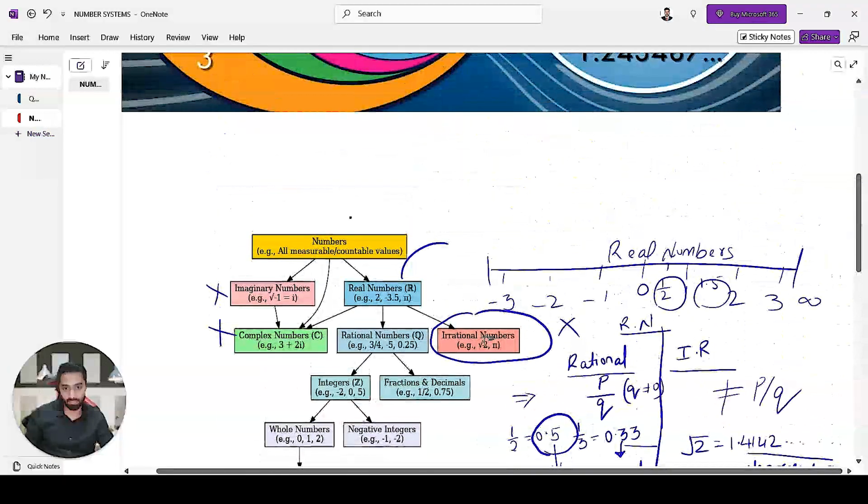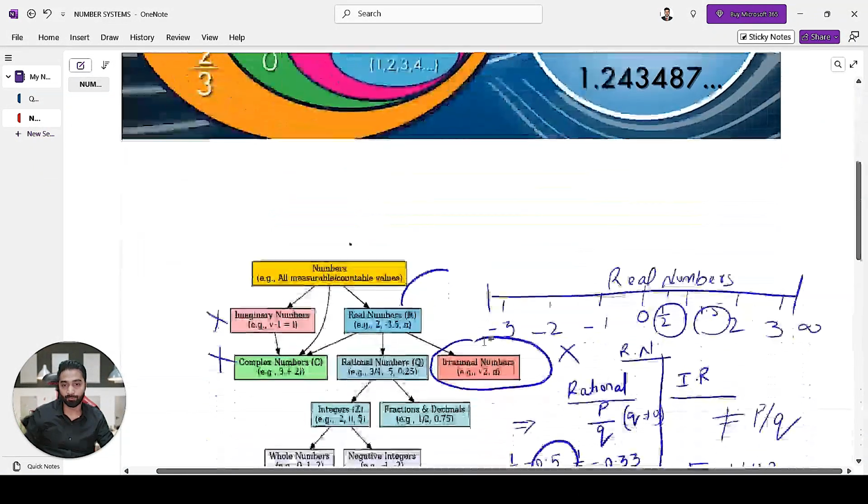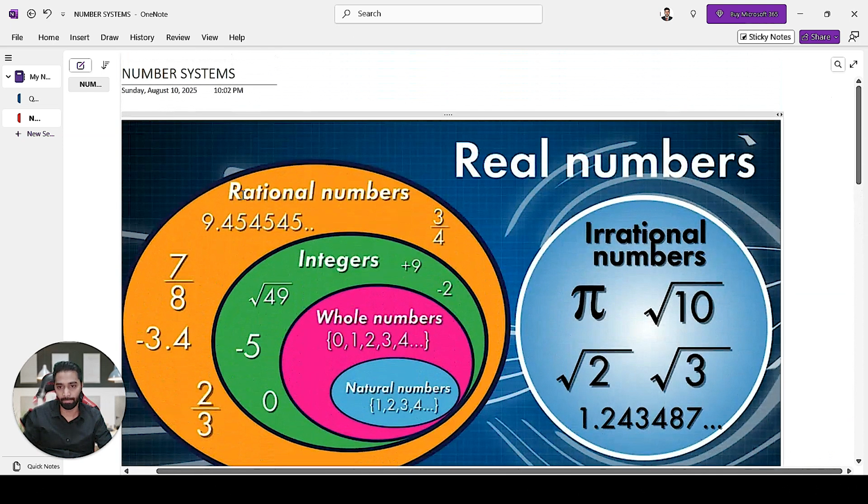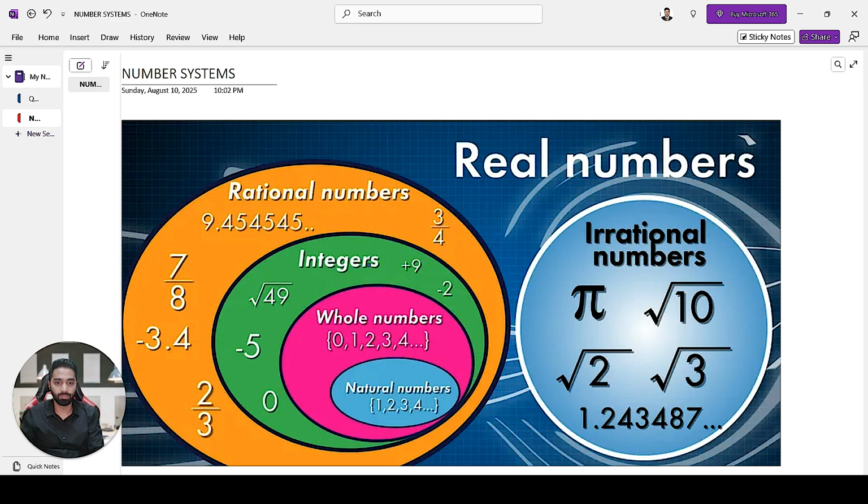Let me rephrase everything now. So within the number family, we have imaginary and real numbers, and again a mixture of imaginary and real numbers is called a complex number, and within real numbers we have a lot. Let me take you to this diagram. Yes, here we go. So these are the real numbers.